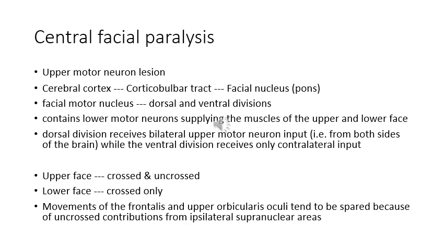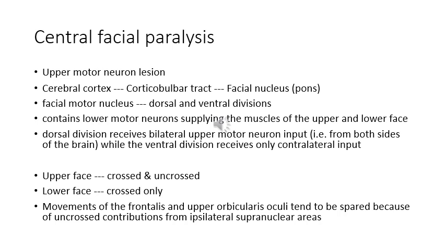Central facial paralysis is an upper motor neuron lesion, or a paralysis of one half of the face caused by any lesion in the upper motor neuron pathway. Since we have discussed the anatomical part in the last video, you will remember that from the cerebral cortex, the descending tracts run to the pons, that is the corticobulbar tract. It crosses to the opposite side and reaches the pons of the opposite side.